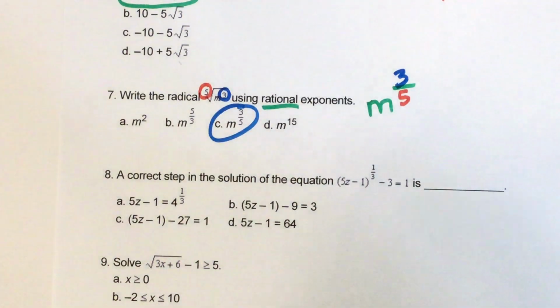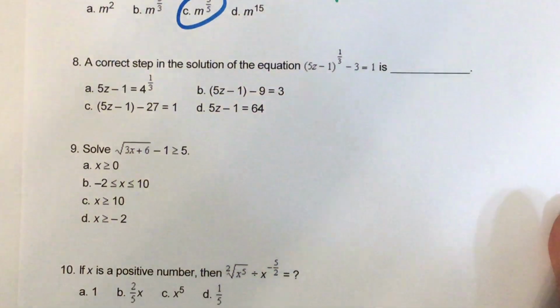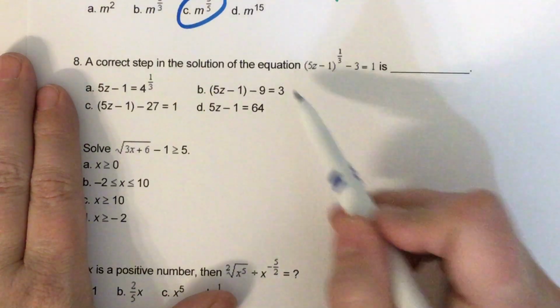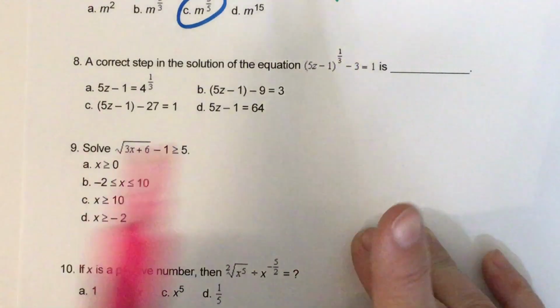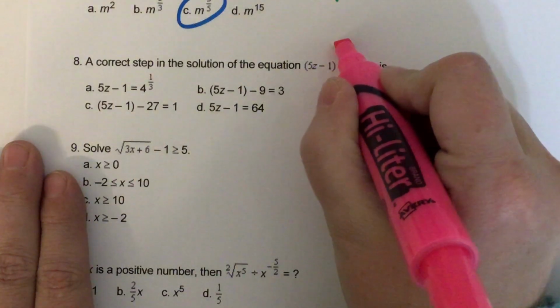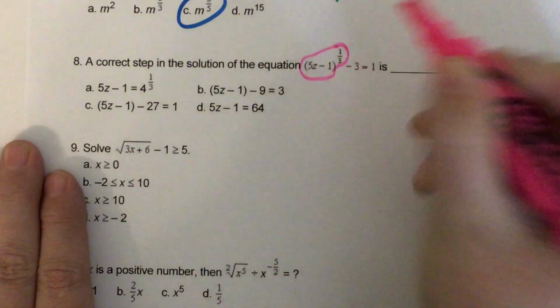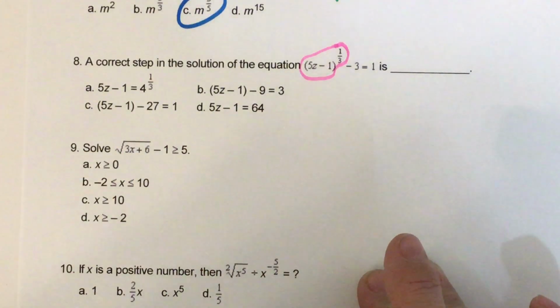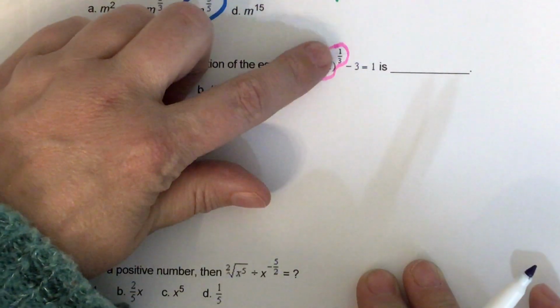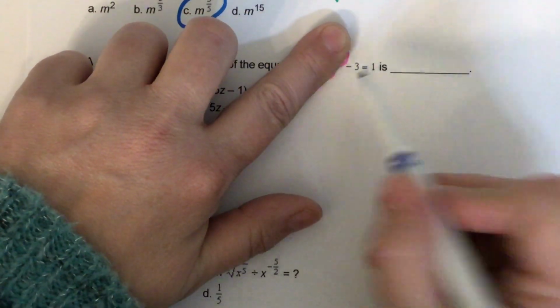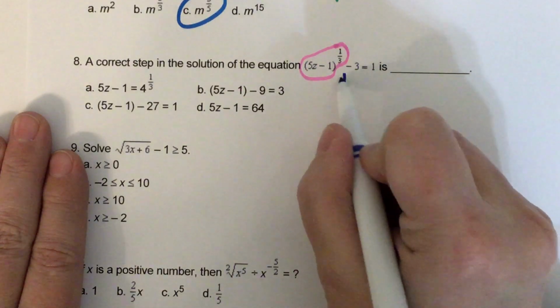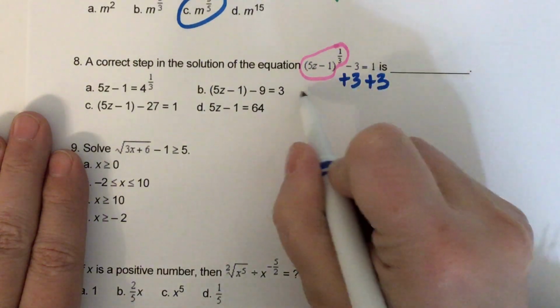Okay. All right, this next one, it's asking which of those would be a correct step in the solution. So we are going to solve this equation and see what the correct step would be. Okay, so first of all, with problems like this, your number one goal is to get the stuff in the parentheses with the exponent by itself before you can do anything with the 1/3. So to get that by itself, how would I get rid of the subtraction of 3? I'd add 3. So I'm going to add 3 to both sides.